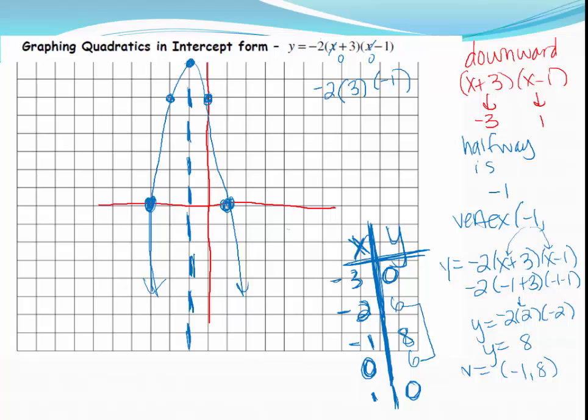So now you should be able to graph in vertex form, which I think is the easiest, standard form, which I think is the hardest, or I should say longest, and then intercept form, which is kind of like you're in between.